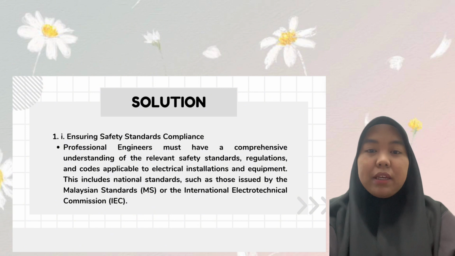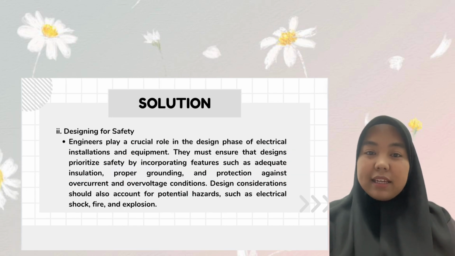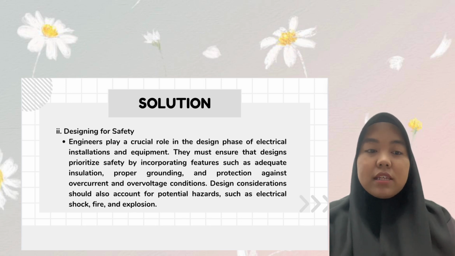regulations and codes applicable to electrical installation and equipment. These include national standards such as those issued by the Malaysian Standard MS or the International Electrotechnical Commission IEC. Next, designing for safety. Engineers play a crucial role in the design phase of electrical equipment and installation. They must ensure that design prioritizes safety by incorporating features such as adequate insulation, proper grounding, and protection against overcurrent and overvoltage conditions. Design consideration should also account for potential hazards such as electrical shock, fire, and explosion.